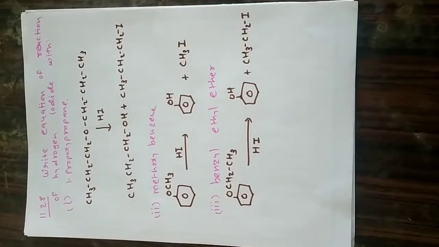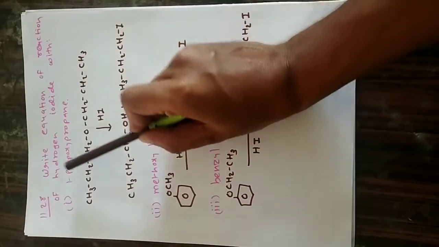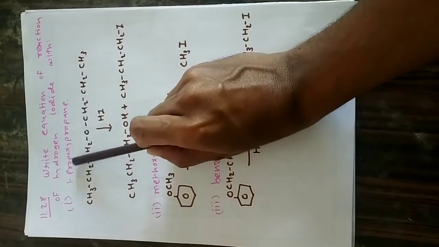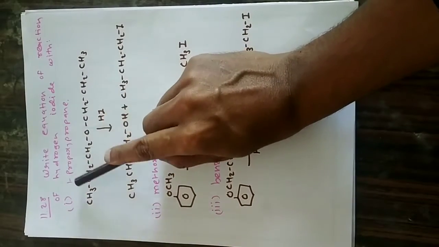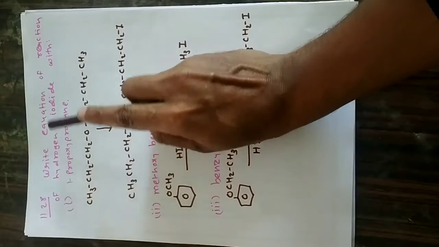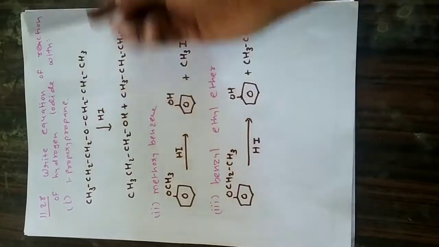Now question number 11.28. The question is: write the equation of the reaction of hydrogen iodide with 1-propoxypropane. So what do we have to do? This one is our starting material, 1-propoxypropane. We have to write the reaction of this starting material with hydrogen iodide, HI.